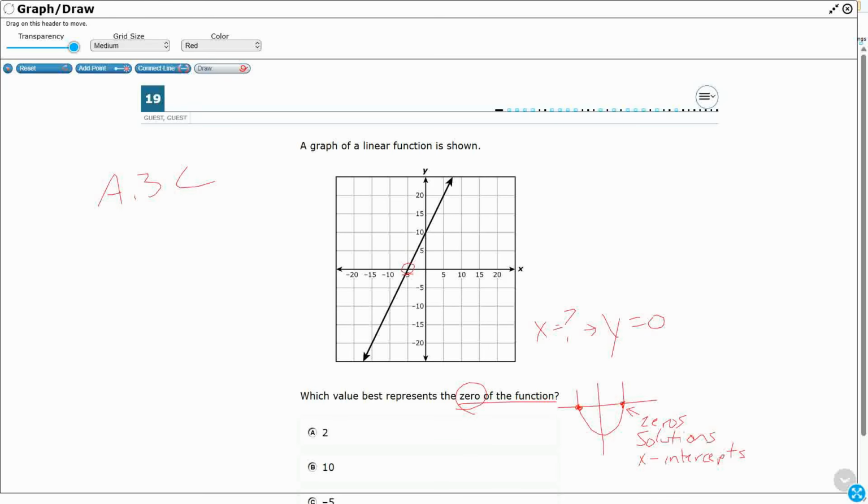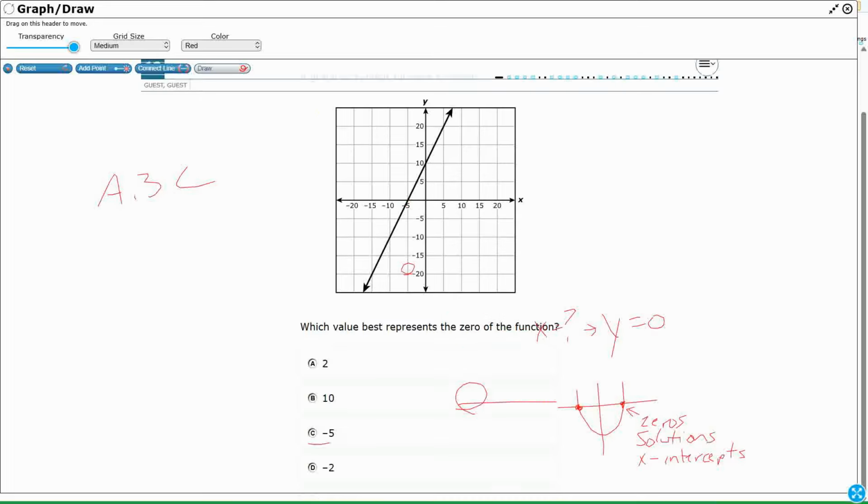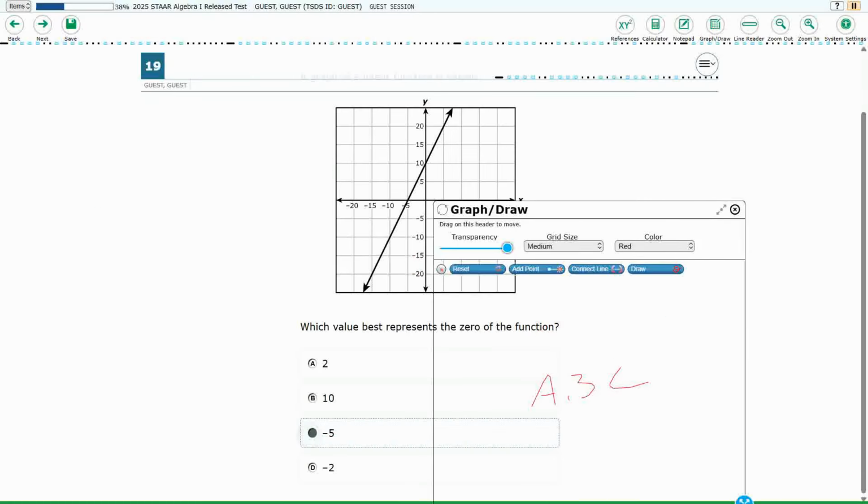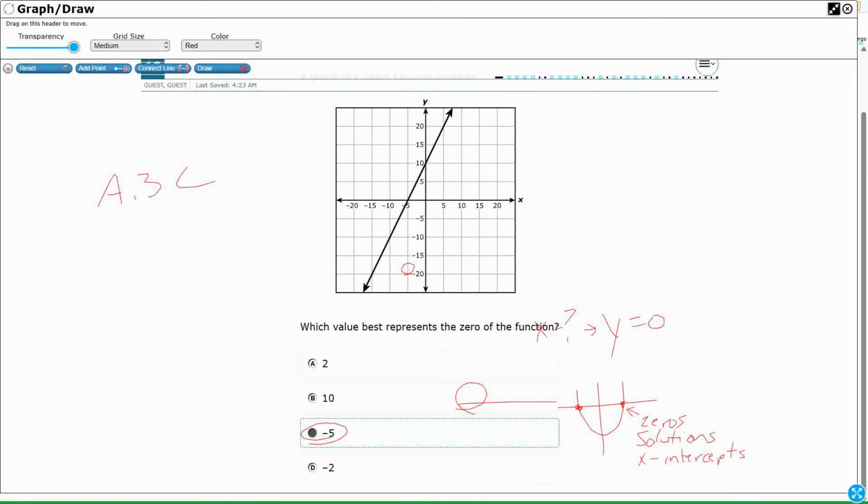It's -5. So this is simply a recognition of a feature. It's not any type of calculation needed. And so our answer is going to be right down there. It's going to be C. And this was definitely on the easier side.